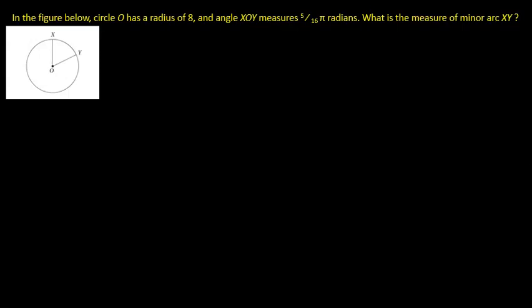Hey y'all, I found this question online. It's an SAT question and I got it from the Princeton Review. So let me go ahead and read it to you guys. In the figure below, circle O has a radius of 8 and angle XOY measures 5/16 pi radians. What is the measure of minor arc XY?